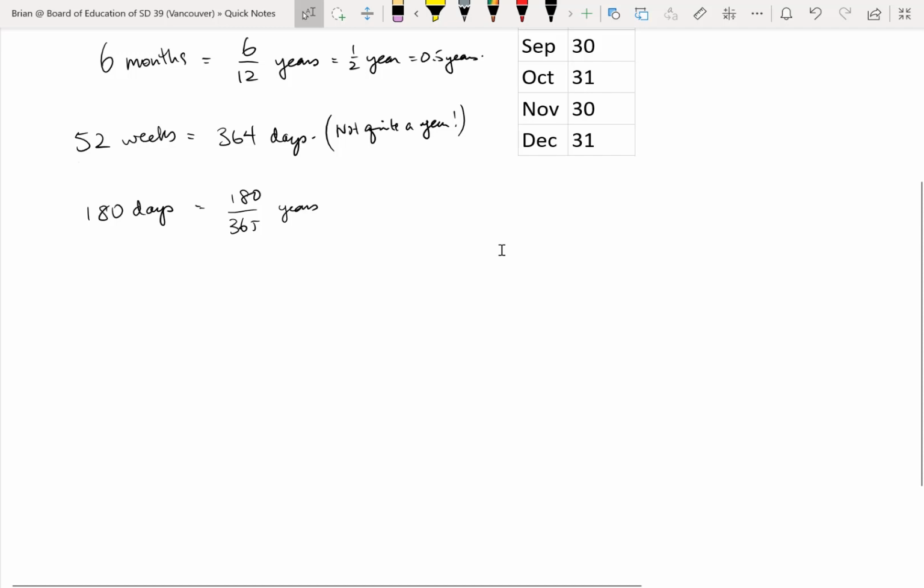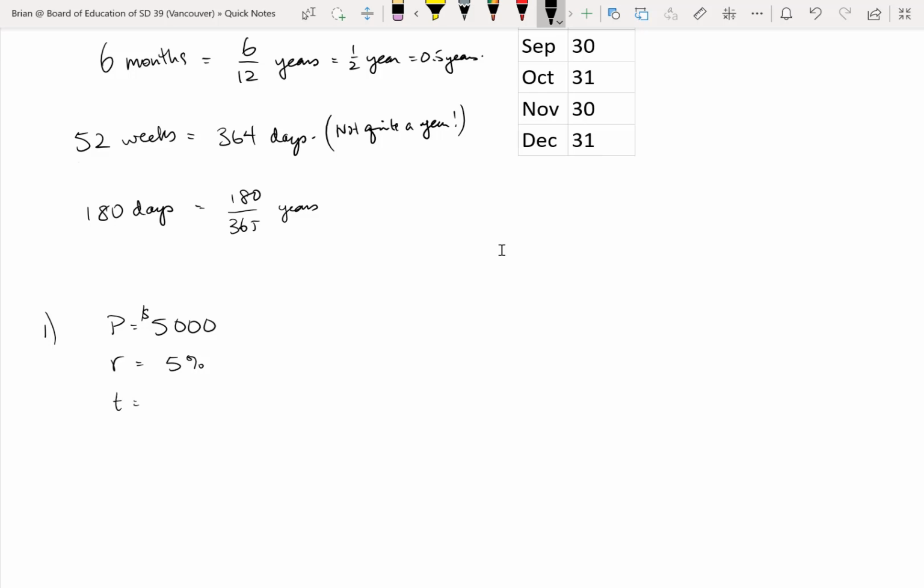So just imagine we have a principal of $5,000 and an interest rate of 5%. And I don't have to say per annum or PA or anything like that. Anytime an interest rate is quoted, it's always annual, regardless of the time period we're talking about. And the time in this case, let's say, is 3 years.